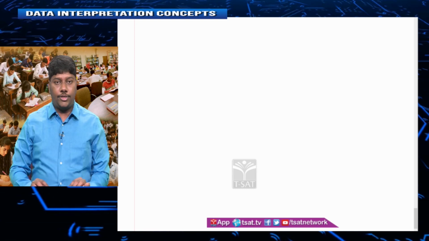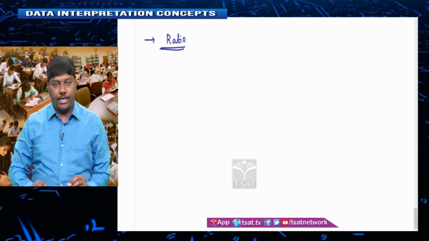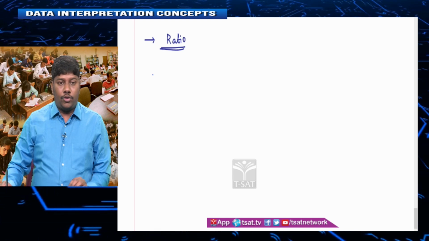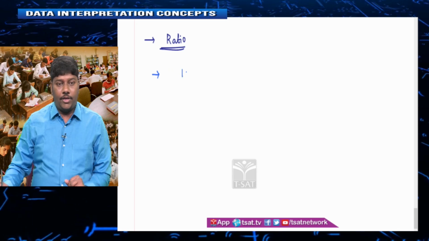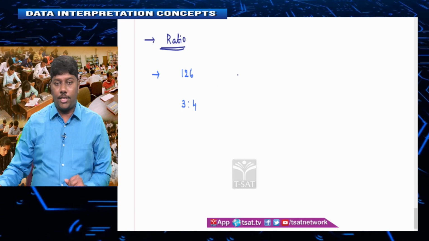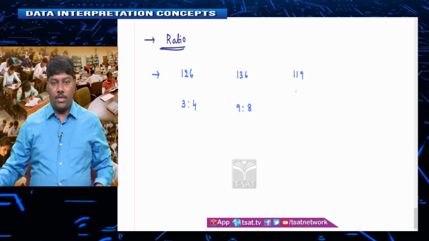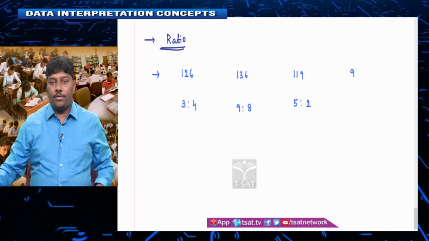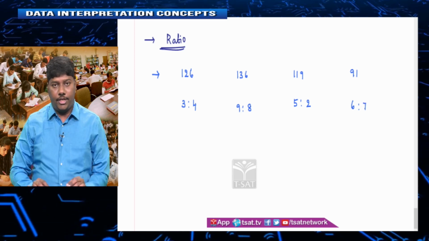Now after this, you have ratio and proportions also. How will ratios be useful in your data interpretation? So ratios, you should be ready to factorize the given numbers. Suppose I am asking you to divide 126 in the ratio 3:4, or else I am asking you to divide 136 in the ratio 9:8, 85 in the ratio 5:2, 91 in the ratio 6:7. Now, how do you divide the given numbers in the given ratio?